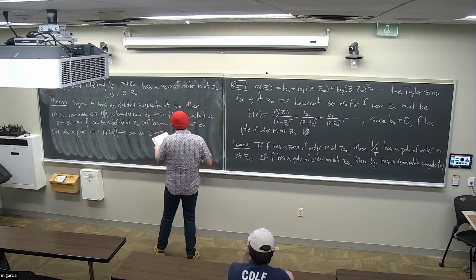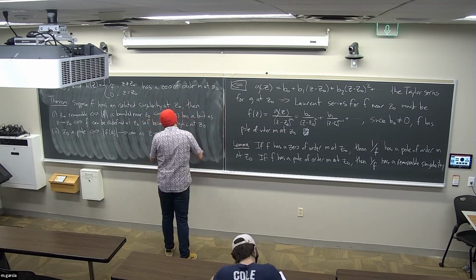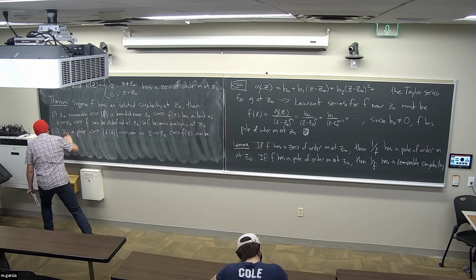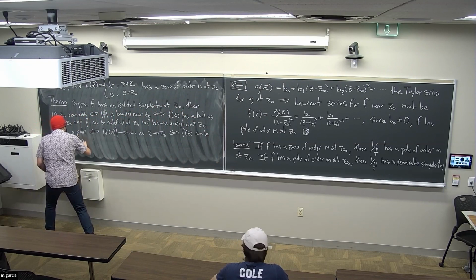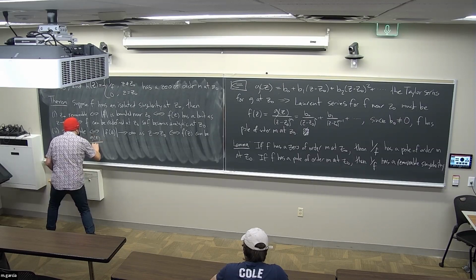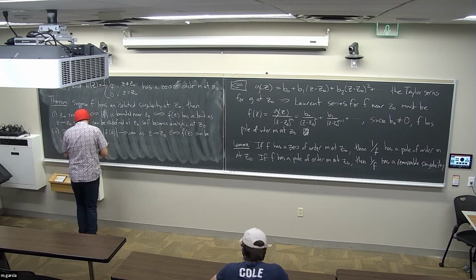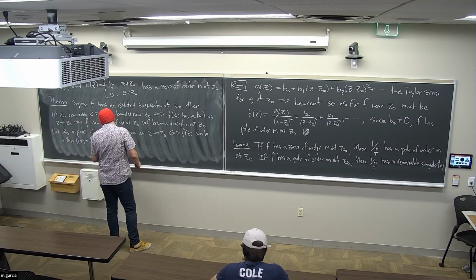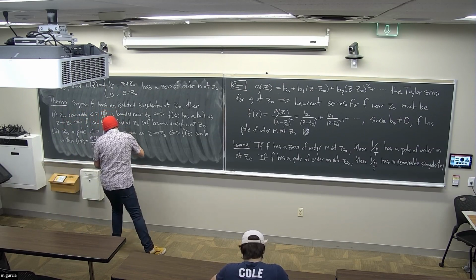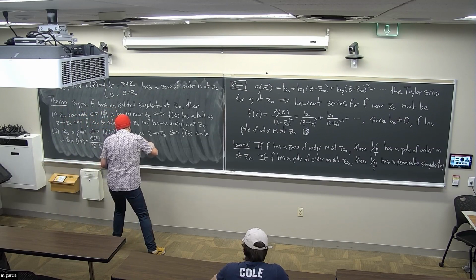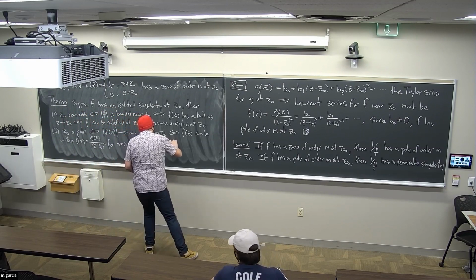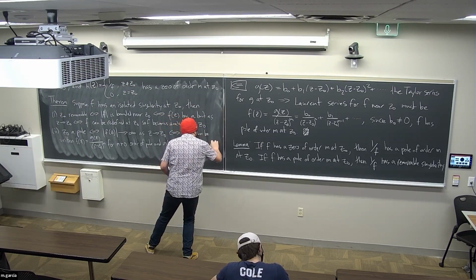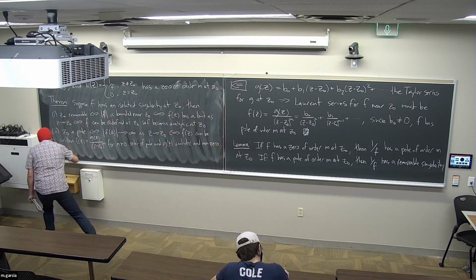So what we just proved is that f of z can be written as follows, for n greater than 0, the order of the pole, and g of z analytic and non-zero at z0.